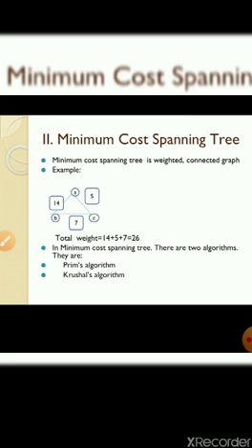Application 2 is minimum cost spanning tree. A minimum cost spanning tree is for a weighted connected graph. Let's see the below graph. Add all the weights, so the total weight is 26. In minimum cost spanning tree, again there are two algorithms. They are Prim's algorithm and Kruskal's algorithm.